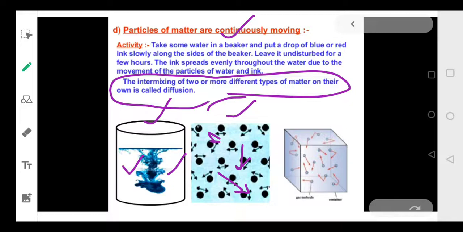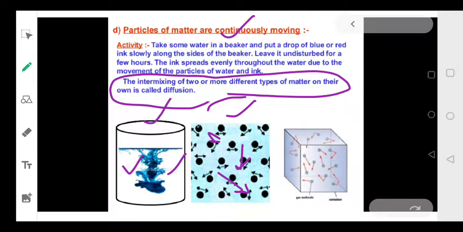Suppose you add lemon juice into the water. Again you will find that the particles of lemon juice will move in water and mix with water, right? Again this will be diffusion. And yesterday I gave you an example. Again I'm giving you the same example. Suppose your mother is making halwa in the kitchen. So the smell of halwa will reach you in your study room, isn't it? Or in your guest room, wherever you are. So again the particles of halwa are mixing with air.